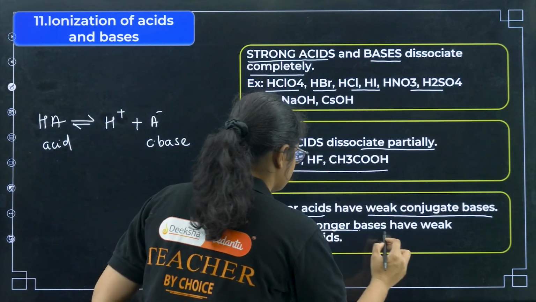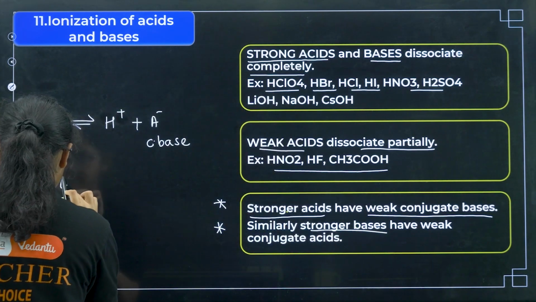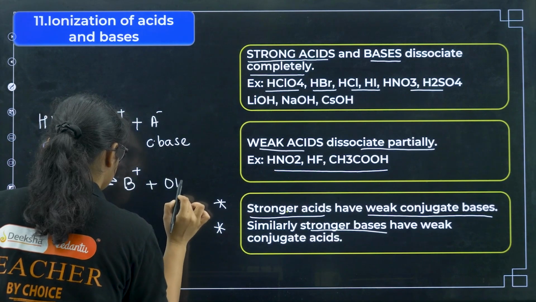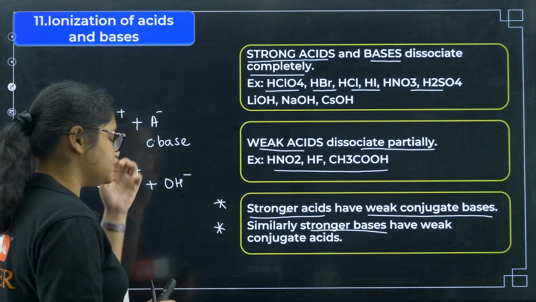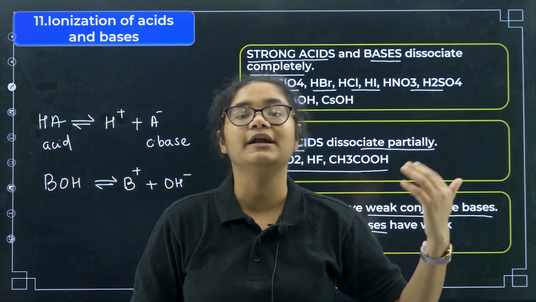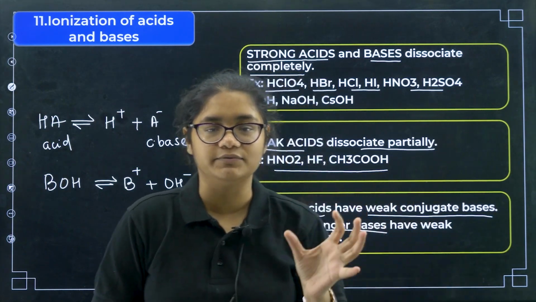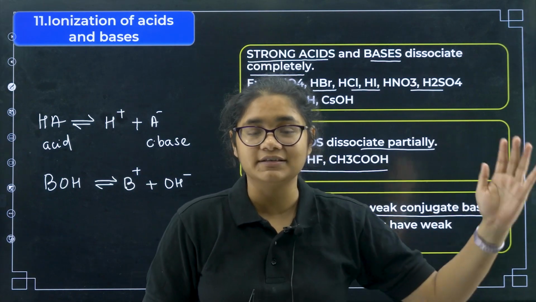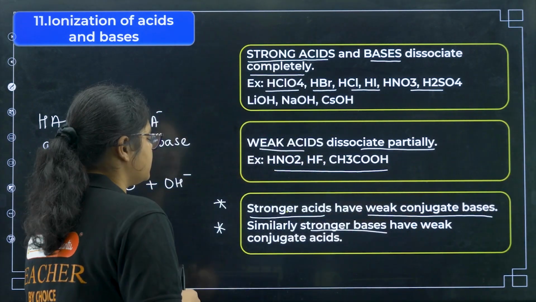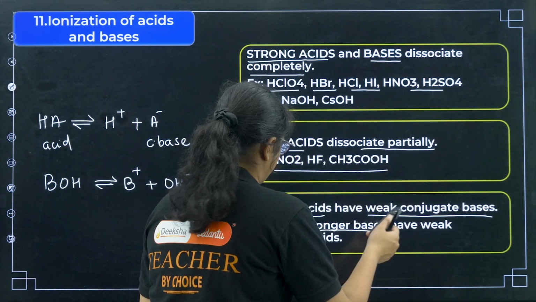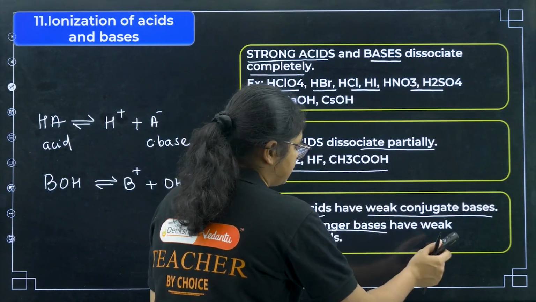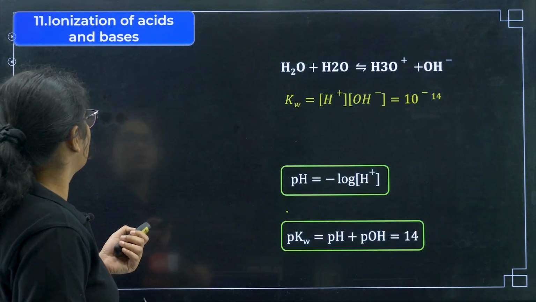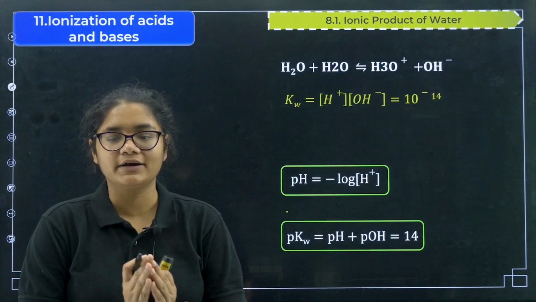Similarly for bases also, if a base is very strong, then its conjugate acid will be weak, and if the base is weak, the conjugate acid will be very strong. So that is clear here. Stronger acids have weak conjugate bases. Similarly, stronger bases have weak conjugate acids. Okay, fine. Now we'll go to the ionic product of water.